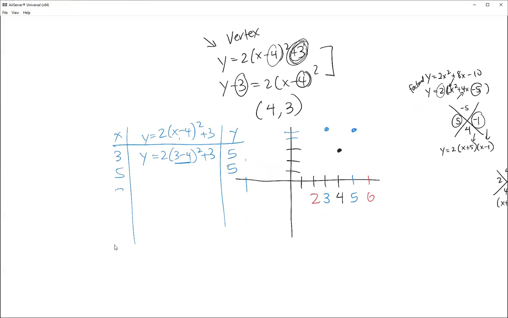Okay. If you plug in 2, y is equal to 2 times 2 minus 4 squared plus 3. Negative 2 squared is 4. 4 times 2 is 8. 8 plus 3 is 11. So you have 2, 11, 6, 11. And you get this parabola right here. So you're pretty much just finding the vertex and then plugging in a number right and left of the vertex. Okay? Cool. And again, you'll get a recording of this.